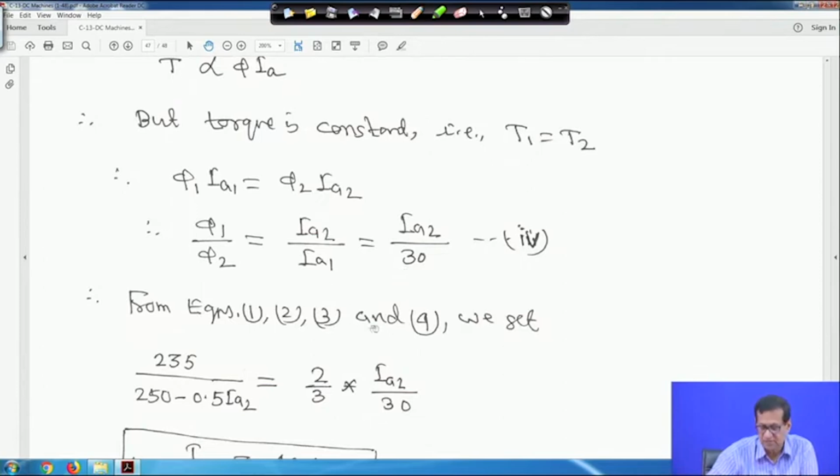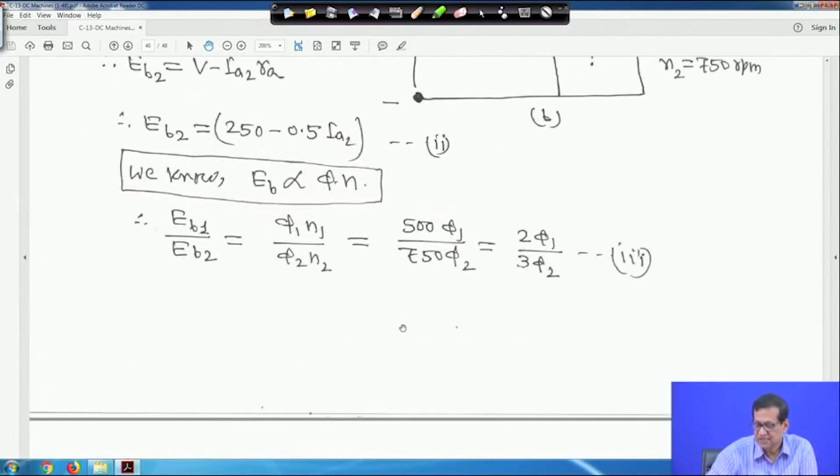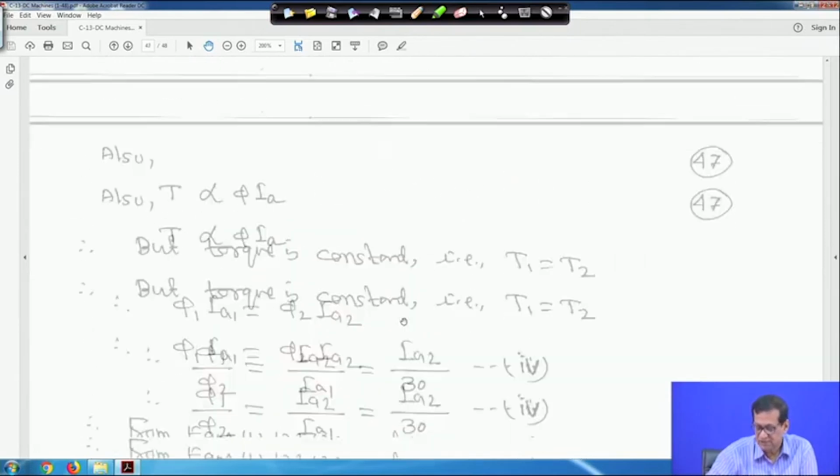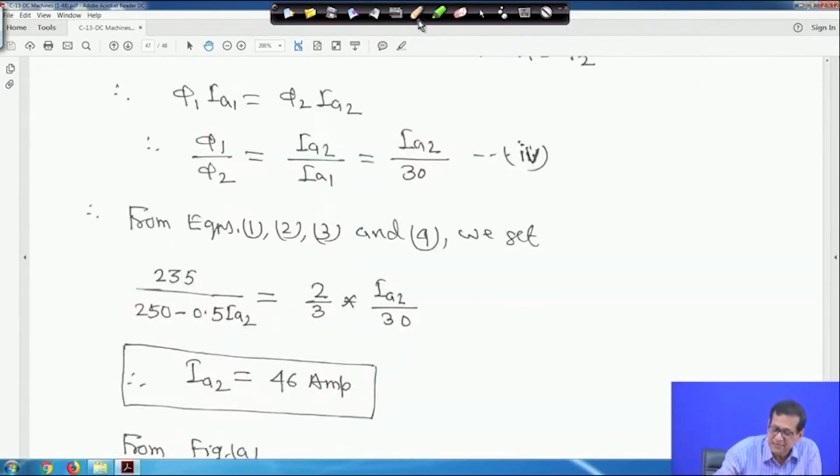Therefore from equations 1, 2, 3, 4. Actually, this one is equation 1, this is equation 2, this is equation 3 and this is equation 4, with some correction. So if you substitute from equations 1, 2, 3 and 4 all these things, you will get 235 upon 250 minus 0.5 Ia2 is equal to 2/3 into Ia2 by 30.